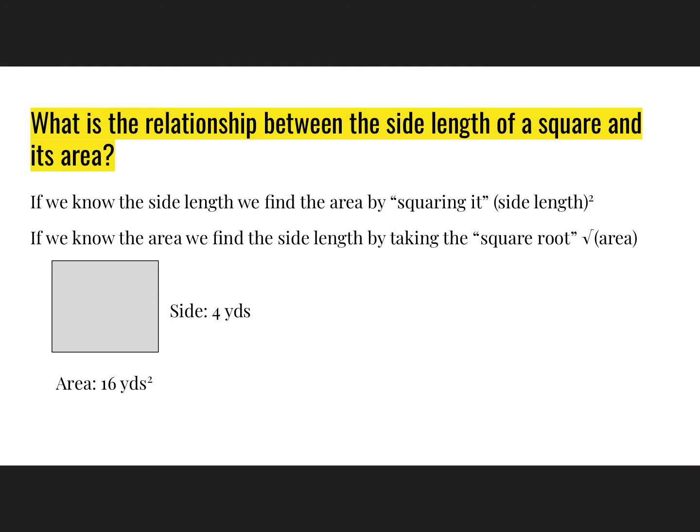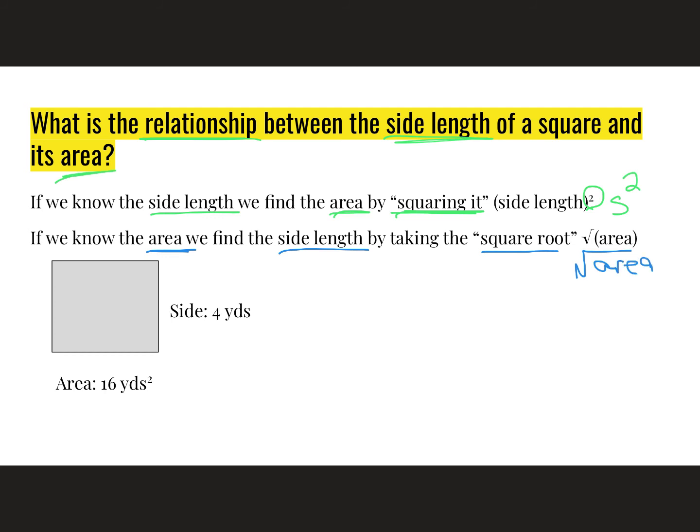So now let's look at this. What is the relationship between the side length of a square and its area? If we know the side length, we find the area by squaring it. And by the way, that's why it's called squaring, is we just take the side length and square it. Take it to the second power. So the side length squared. Not too bad. If we know the area, we find the side length by taking the square root. We take the square root of the area.